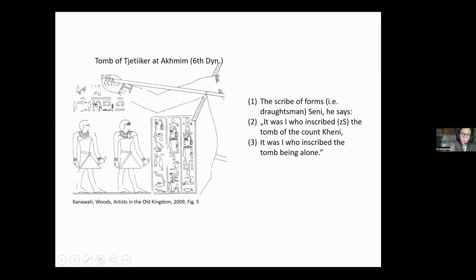And in this inscription, Seni says, "It was I who inscribed the tomb of the Count Hani, and it was I who inscribed the tomb being alone." This is a very significant example, which indicates first that the artist could have been at the same time a priest, so have a priestly function. And second, that there was not a big difference between writing and drawing, as all these activities are being described by the verb sash, to write.